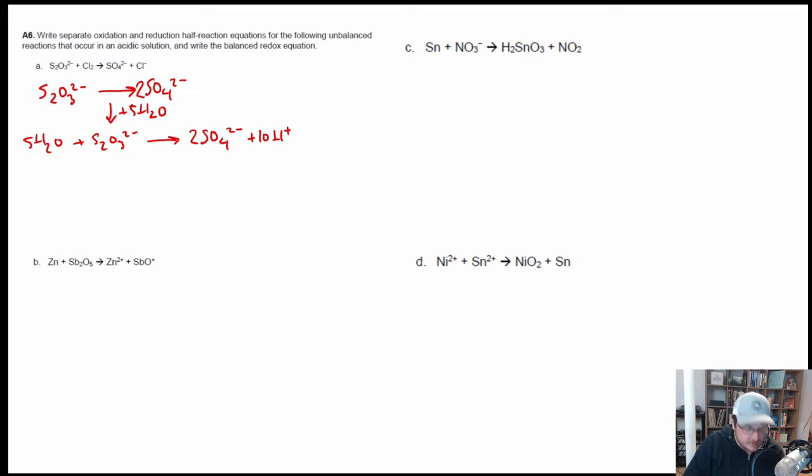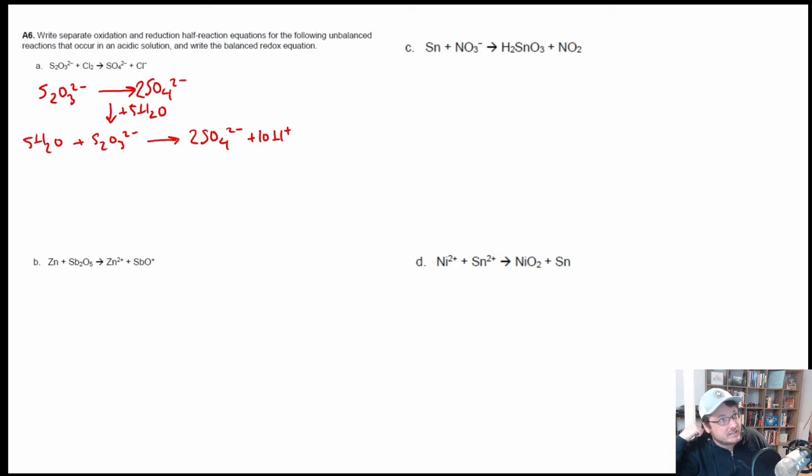If we're looking at the left, we have a charge of 2 minus. If we look at the right, we have 2 minuses from the sulfates, but we have 10 H pluses. And so that gives us a total charge of 4 minus plus 10, so that's 6 plus. So we have 6 plus on the right, and 2 minus on the left. And so we want to balance them out by adding in electrons.